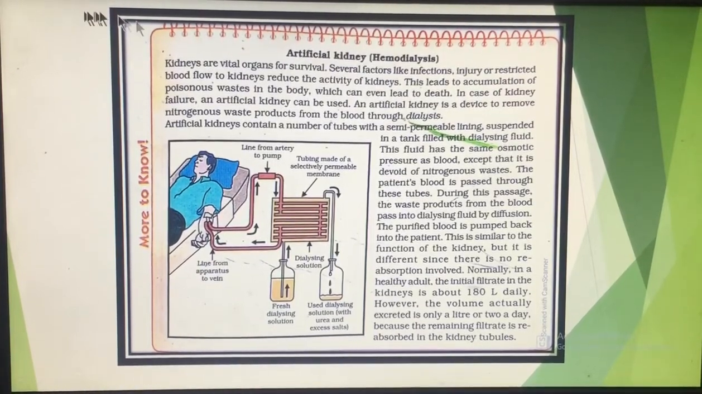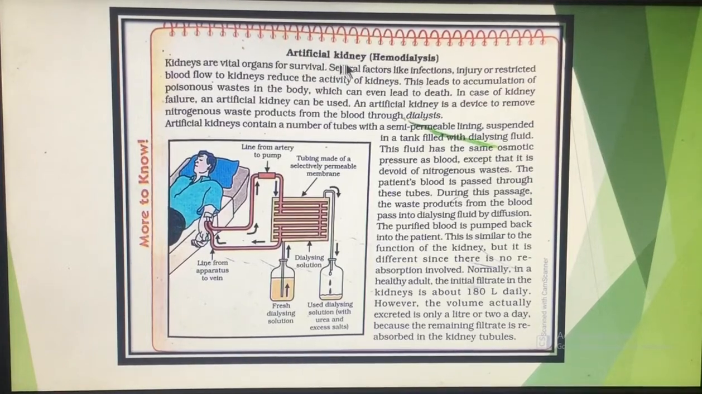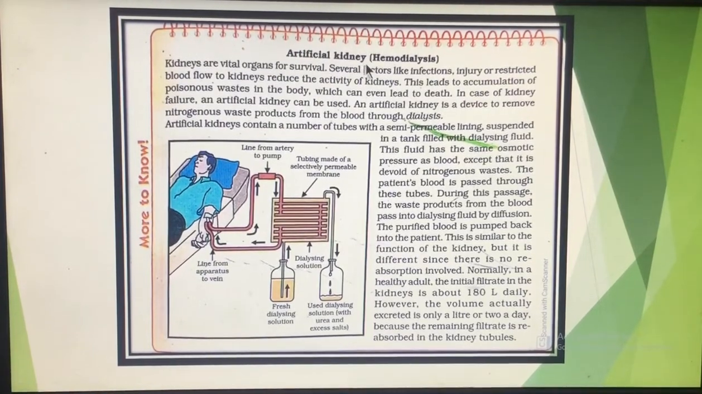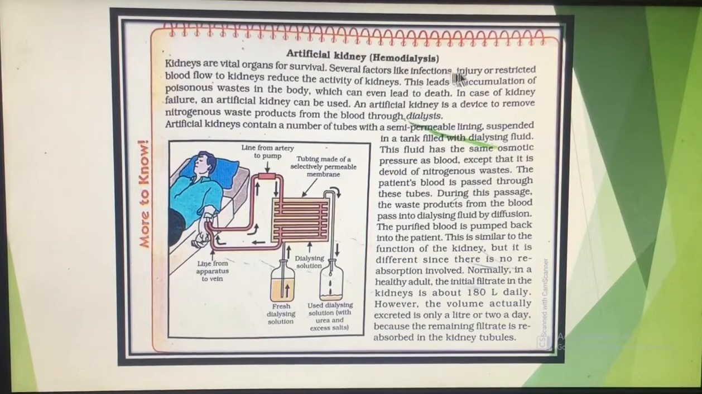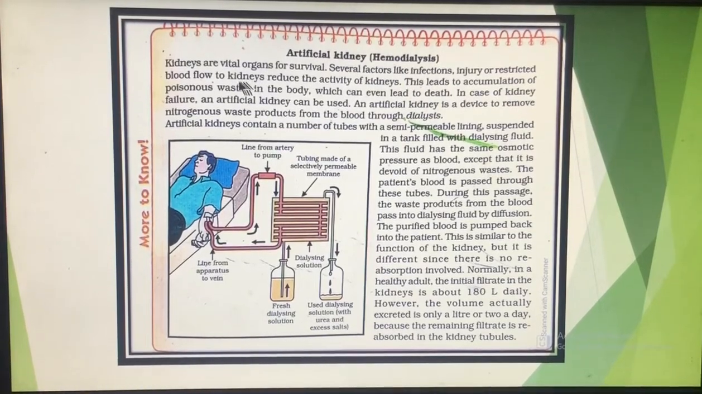Another extra knowledge is about the artificial kidney. We have talked about the excretory system. In the excretory system, we have seen that the function of the kidney is to filter the blood. As a result, the blood gets purified. Now there are many cases in which the kidney doesn't work. Why doesn't the kidney work? Many factors are responsible. Some of the factors can be an infection, or an injury, or because the blood flow in the kidney is less. As a result, the kidney stops working.